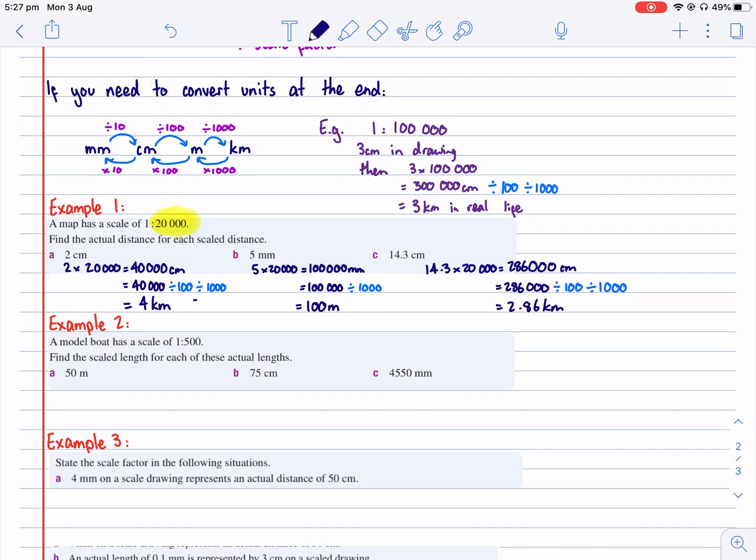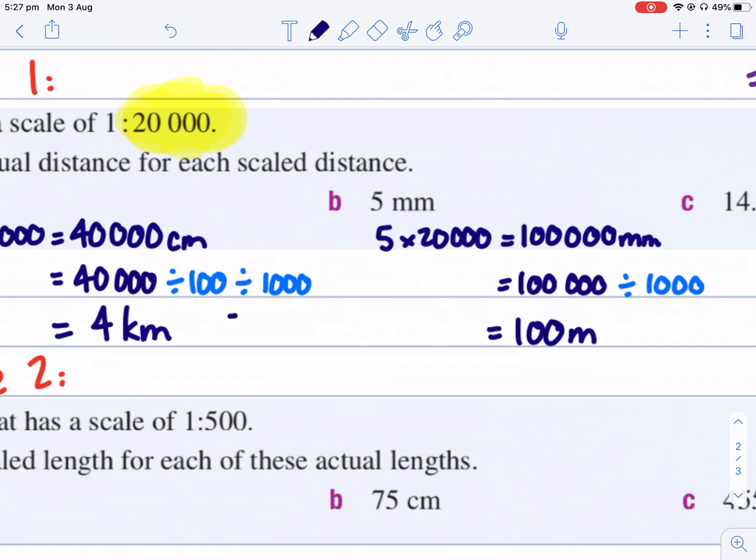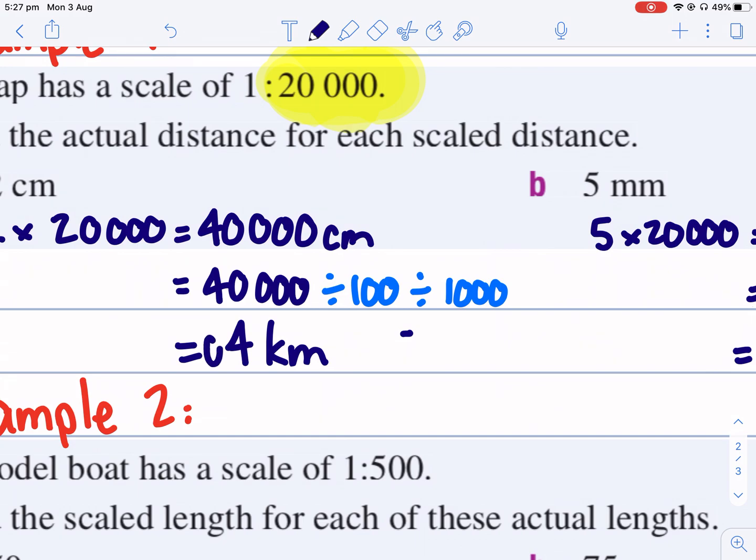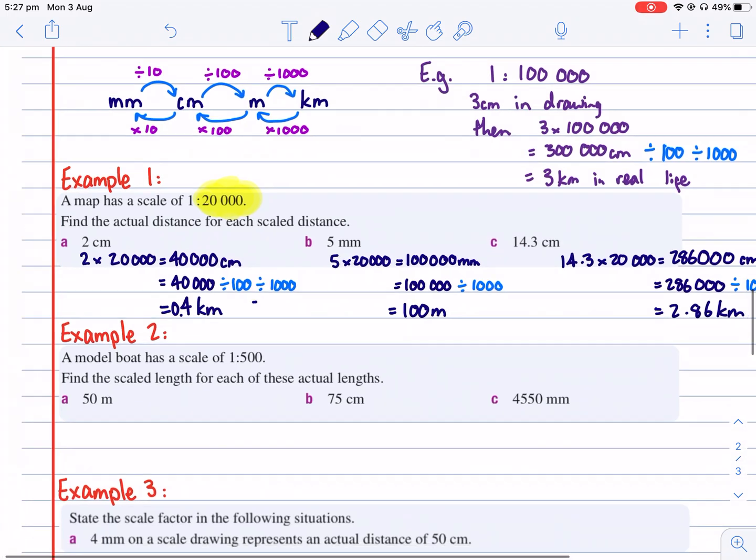I've stuffed something up. Oh, this must have been 0.4 kilometers. Yeah, because it's 40,000. I'm dividing by 100 and then dividing by 1,000. Oh, gosh, you guys.